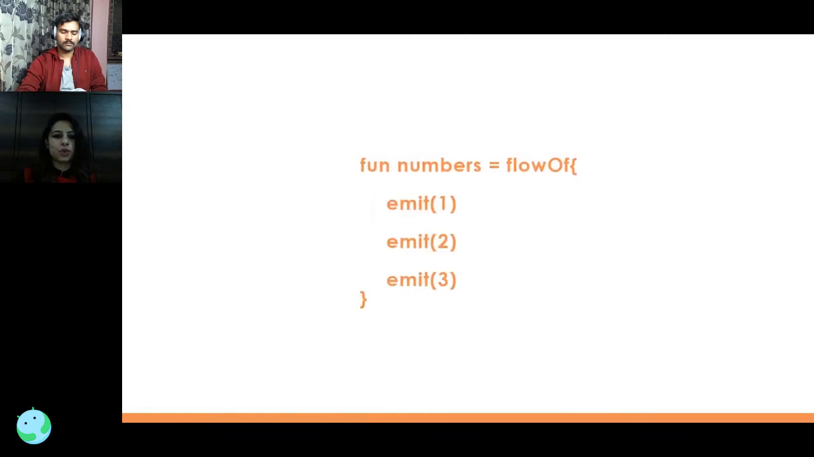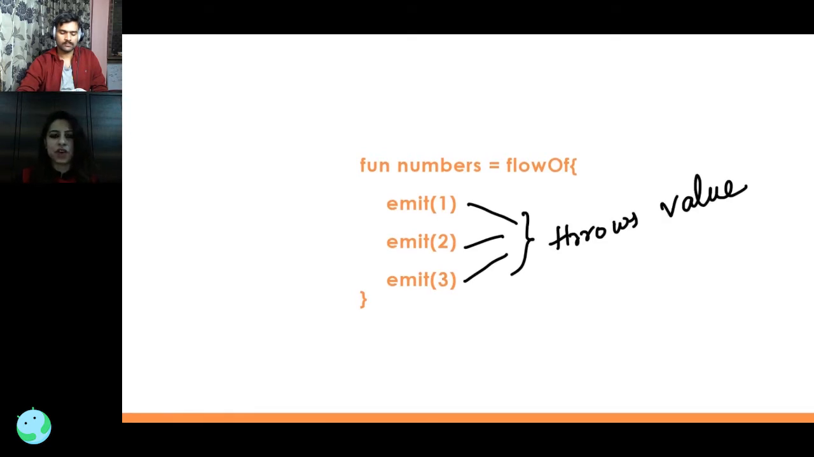Let's talk about some basic implementation. To create a flow, we need to use a flow builder like flow, flowOf, etc. provided by Kotlin to internally create the instance of a flow. We can also use asFlow if you want to convert any kind of collections or sequences to a flow. Here we have used flowOf to create a flow.